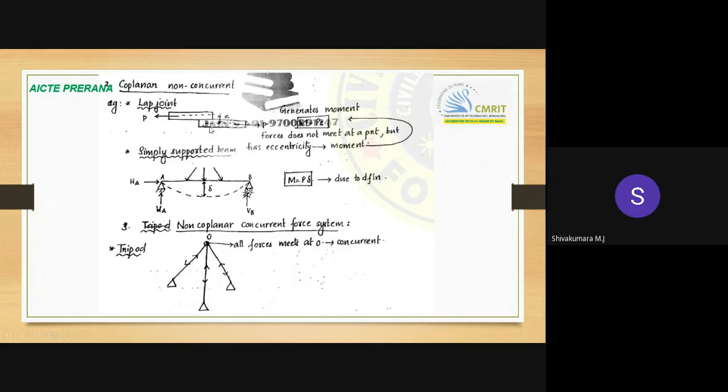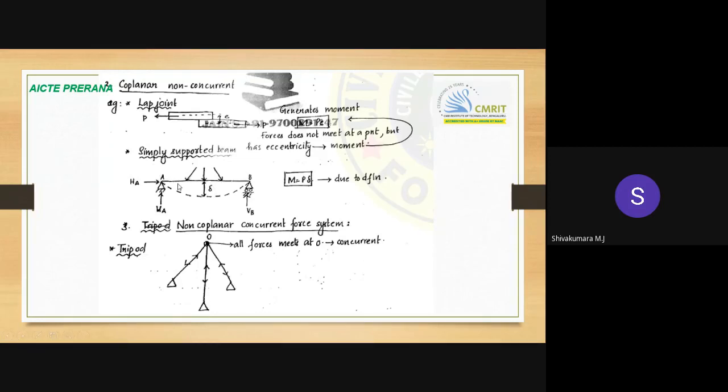See over here, there are two plates. We are applying a force P on this one, and a force P on the other. See the eccentricity e mentioned here. If you extend the lines of action of the two forces P, they will not meet at one single point. But both are in a single plane, so it is coplanar but non-concurrent. And another example, a simply supported beam.